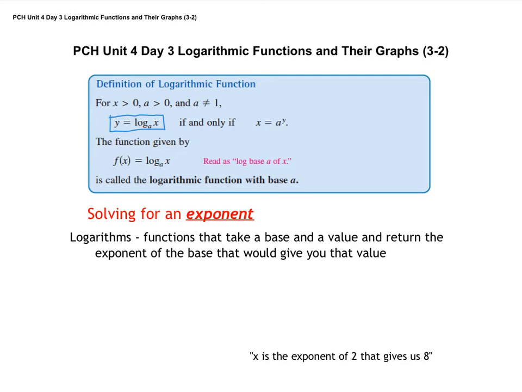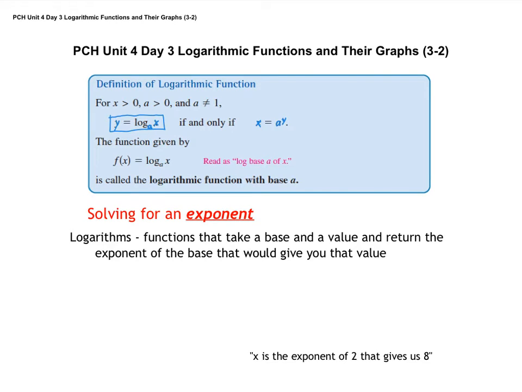And this if and only if is basically telling us what this equation means. It means that y is the exponent of whatever the base of our logarithm is. And when we raise our base to that power, we will get x. Okay? Now there's a couple terms here that are helpful to understand. Like I said, a is our base, but x, the thing that we are taking the logarithm of, is what's known as the argument. Okay?